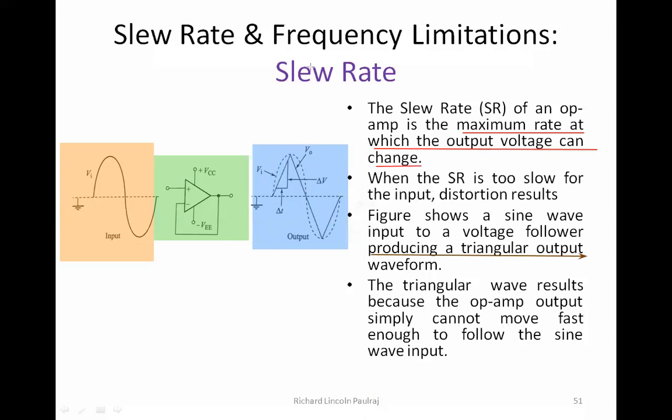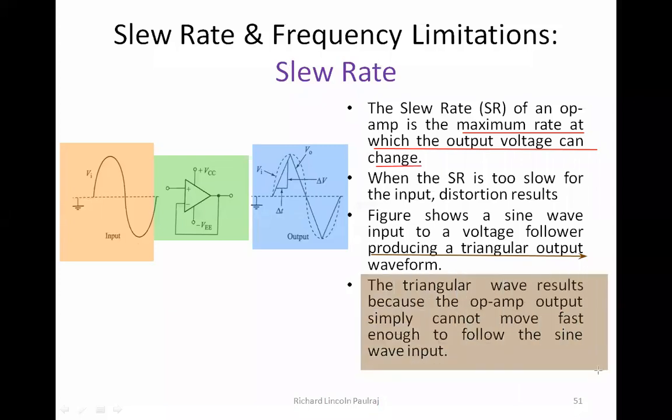Many times there can be a question as to why there is a triangular waveform even though there is a sine wave input. When that question is asked, this whole thing is going to be your answer. If possible, make a quick note of it. You can mention that it is because the output cannot move fast, coping up with the changes in the input signal. Hence we get a triangular waveform at the output. I hope this concept is clear.